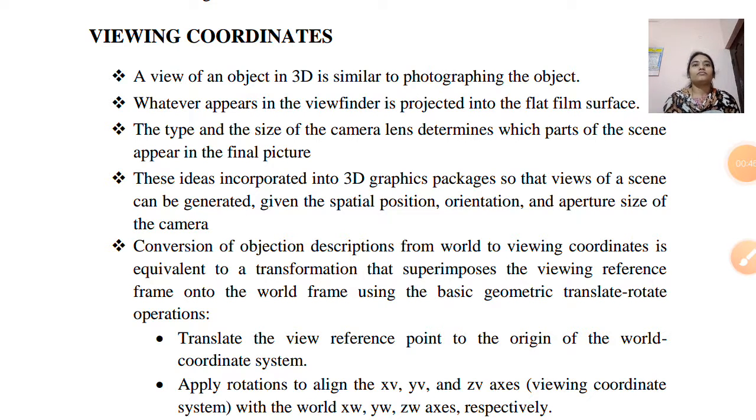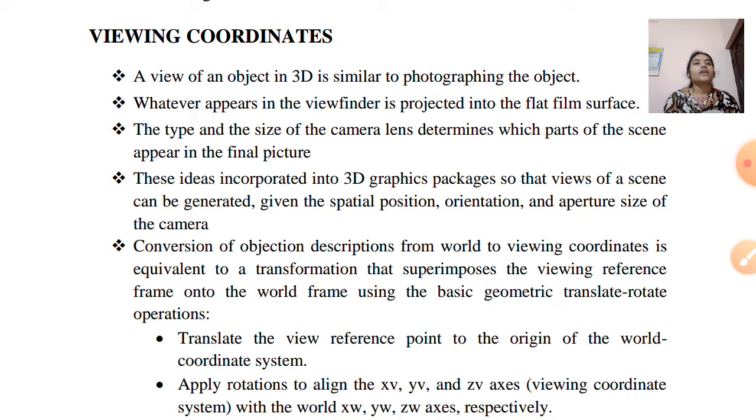Viewing coordinate. Okay, a view of an object in 3D is similar to photographing the object. In which manner can we capture, or photograph, the object? Whatever appears in the viewfinder is projected onto the flat film surface. This is our viewing coordinate, or the camera analogy. According to the camera analogy, how it takes place, all these things are included in the viewing coordinate.